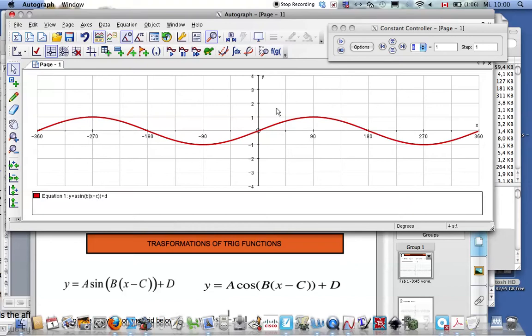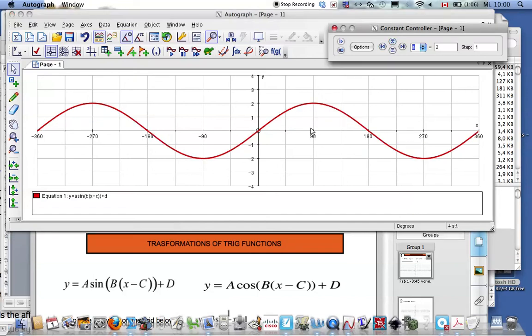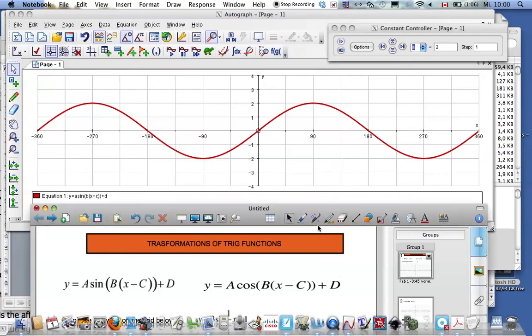And the first thing to show you is what happens when we change the a, okay? So the number in the front of the whole function. And I'm using Autograph here, it's pretty cool. You can see that when I increase a to 2, what it does is it vertically stretches all the y values, okay? So we're going to record this here. So it's the vertical stretch, okay? And the fancy word for it is amplitude, okay? And it's just the distance between the minimum and the maximum, okay?